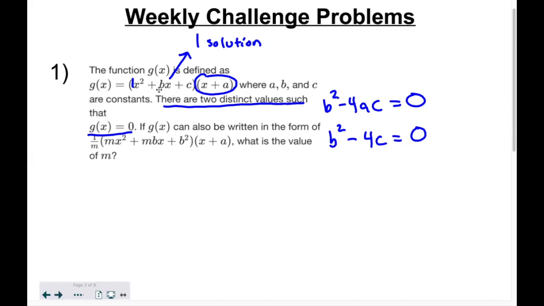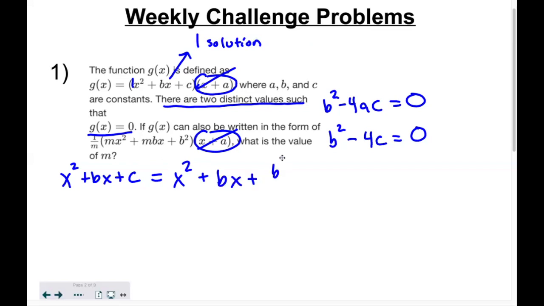And then the other thing is I know these two are equal to each other. So I know that x squared plus bx plus c is equal to, so also notice that there's an x plus a here, so I can kind of just ignore them. So this part has to be equal to this part. Now I'm going to distribute the 1 over m, because then that's going to give me x squared plus bx plus b squared over m. Okay? So I've just set some things equal to each other. I've used a discriminant. Now I look and I say, all right, well, x squared is x squared. That doesn't really matter. Bx is bx, so that doesn't really matter. But here's the key. C would have to equal b squared over m.